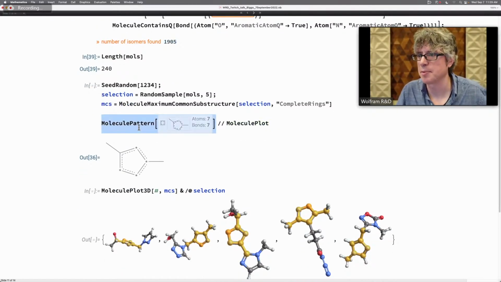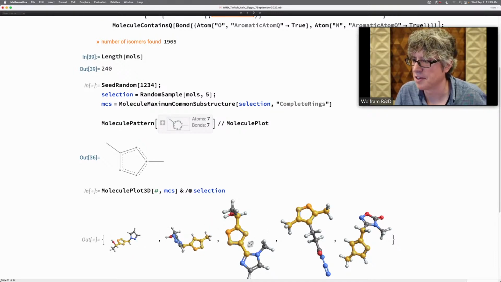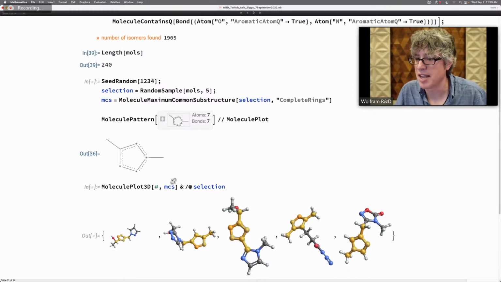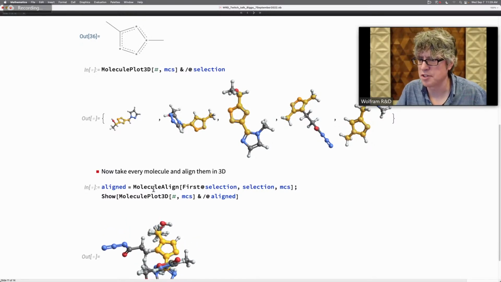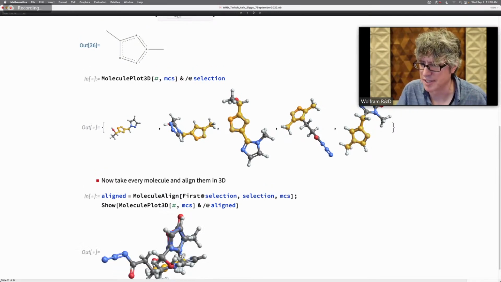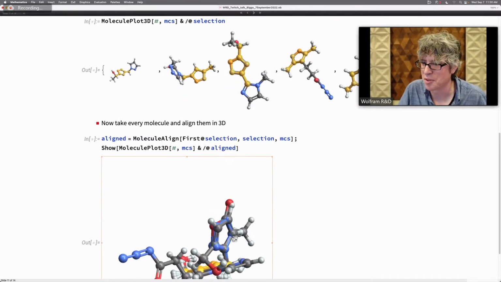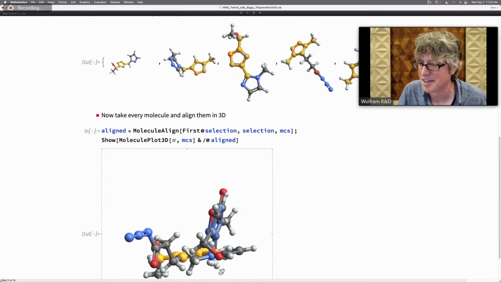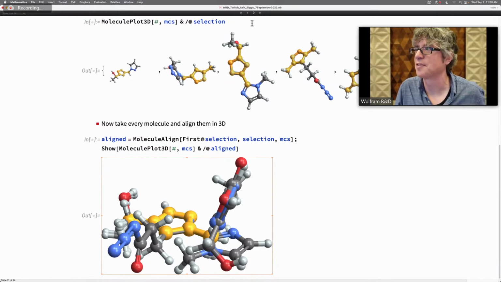Right. So we found the maximum common substructure in them, and then we are plotting them in 3D, highlighting the maximum common substructure. And here, I think this is fairly interesting. And then finally, you can take those all and align them in 3D. This uses the function MoleculeAlign, which is a very useful function for aligning things. In the documentation examples, the way to visualize it is to show the 3D plots all at the same time to prove that they're aligned. And you can see at the space of the 5-membered ring, they are all aligned, but then they're all kind of all over the place for the rest of the molecules.